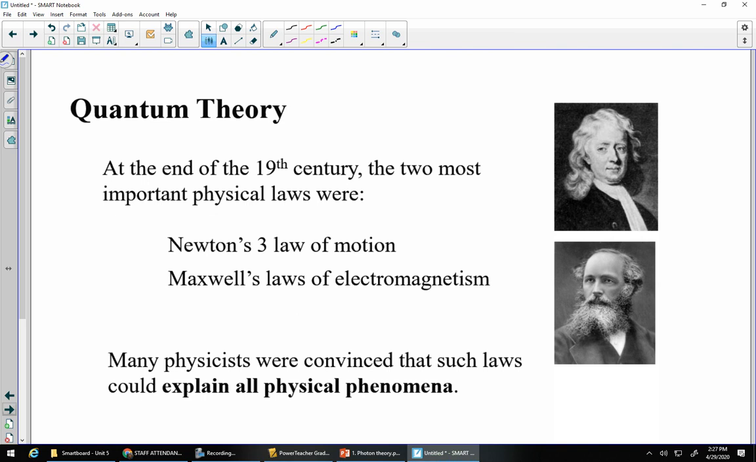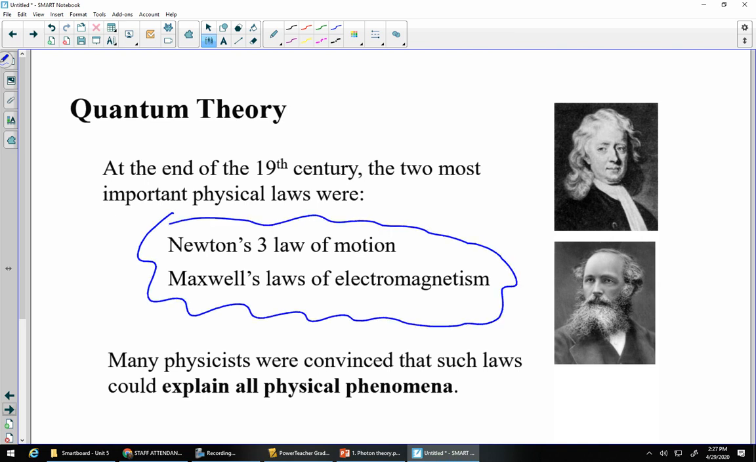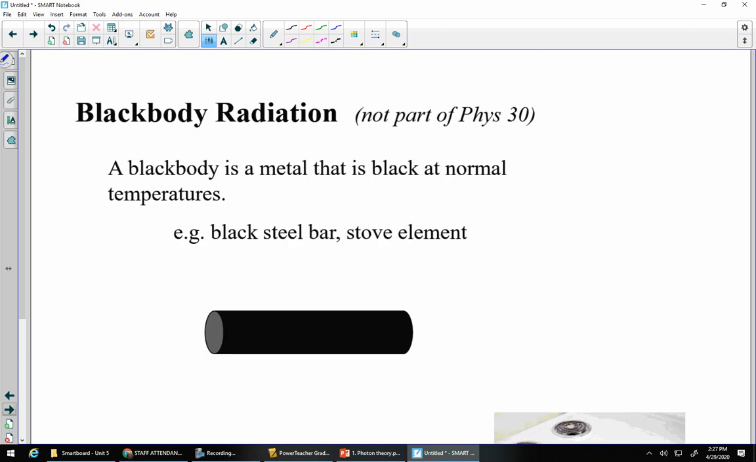Okay, so jumping in, at the end of the 19th century, most physicists believed that these were the big things that could explain everything in the universe. So Newton's 3 laws of motion and Maxwell's 4 laws of electromagnetism. Lots of people figured that this could explain every single little tiny bit of motion and thing in the entire universe. Problem is, though, blackbody radiation. This is where it all started off.